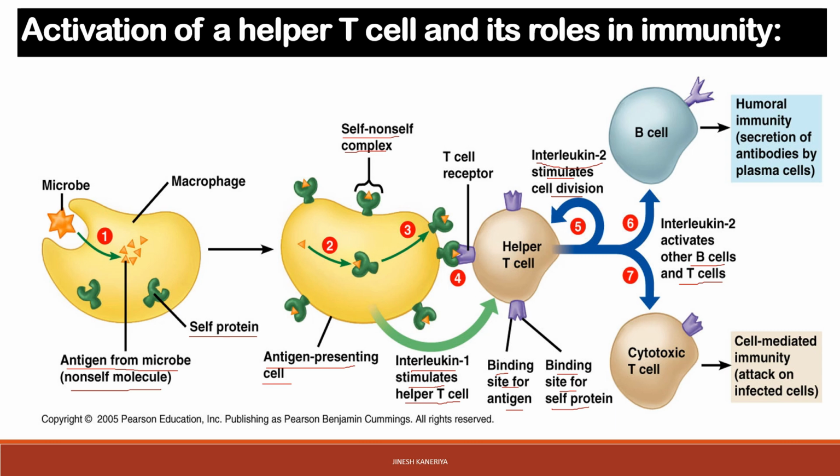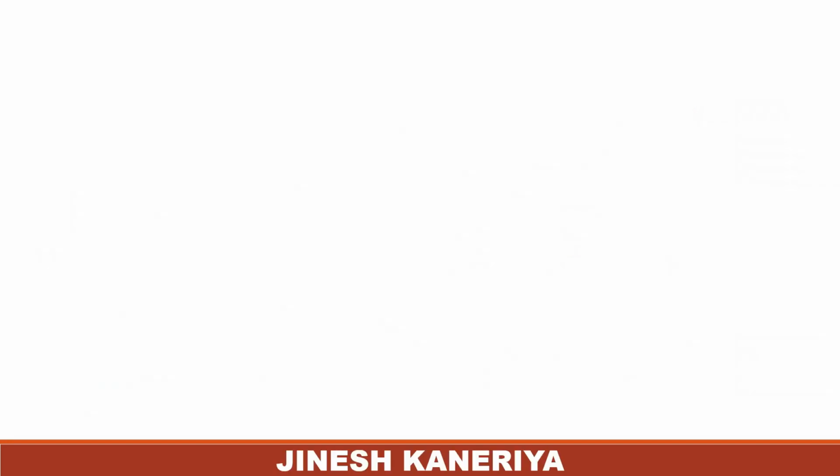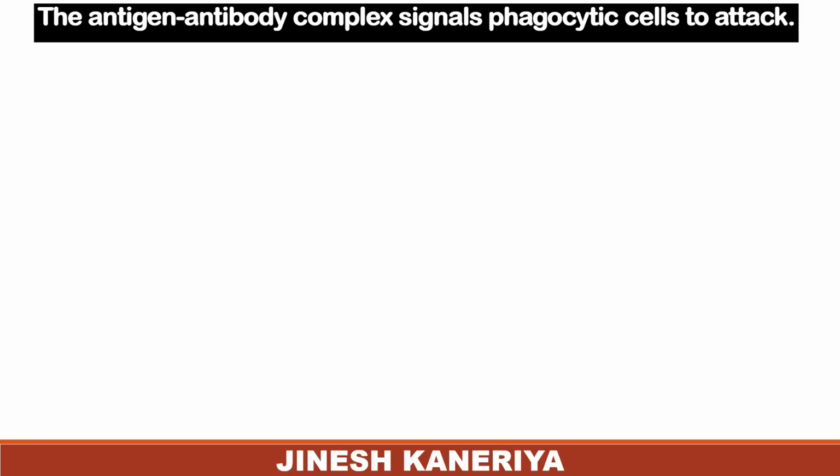So the T helper cell activates the B cell, and the B cell generates humoral immunity and secretion of antibody via plasma cells. The T helper cell also activates the cytotoxic T cell, which develops cell-mediated immunity and attacks the infected cell. Antigen antibody complex can signal the phagocytic cell to attract it to the site of antigenic exposure.